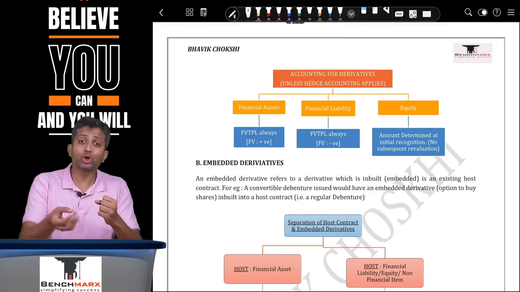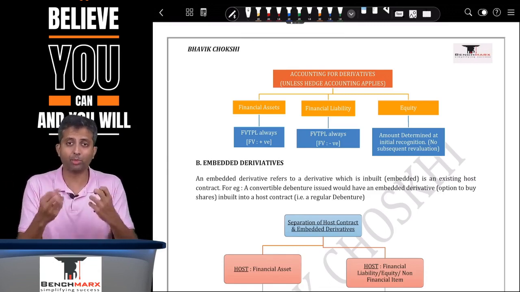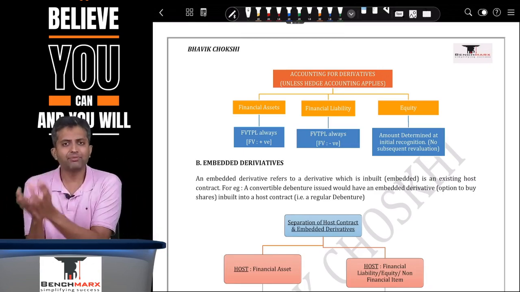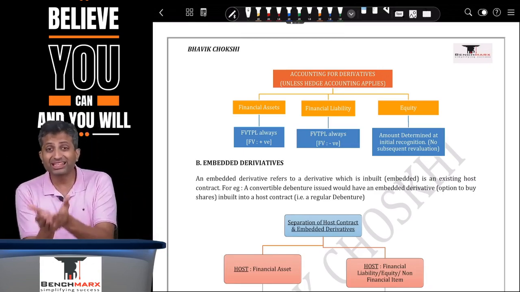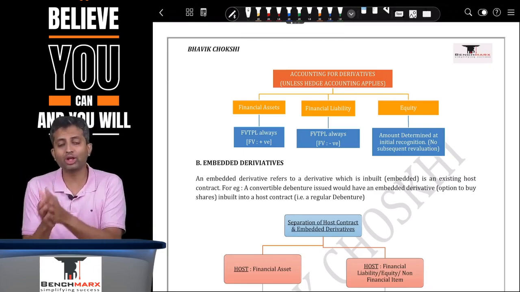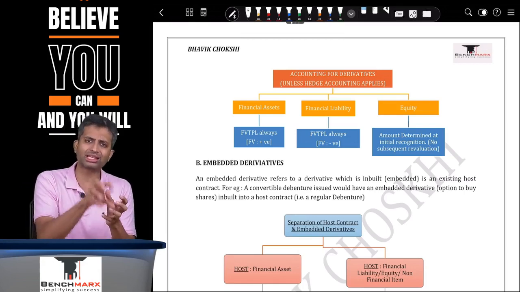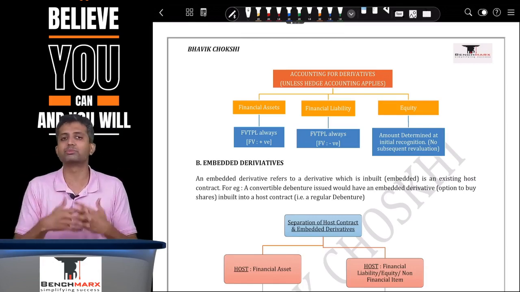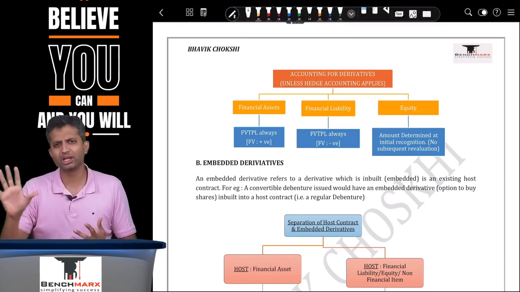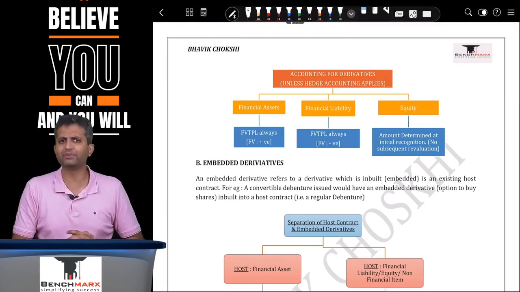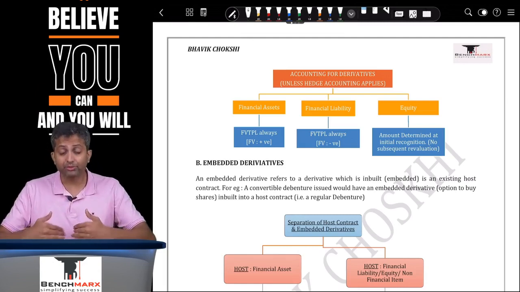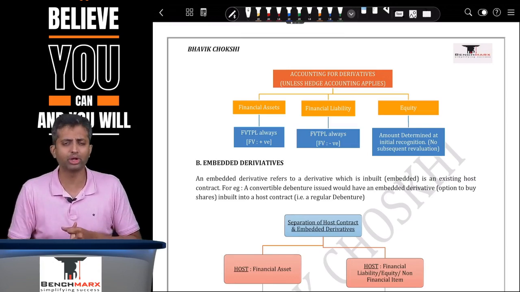The standard says that if your host contract, like if I take the example of a convertible bond, the host contract over here is a plain vanilla, non-convertible bond. If the host contract is a financial asset, so if you have invested in a convertible bond, then the host contract is a financial asset, and the standard says separation principles do not apply. You will have to record the entire financial asset, that is the convertible bond, usually at FVTPL principles. However, if the host contract is a financial liability, that is if you have issued a bond, then the host contract is a financial liability, bond issued.